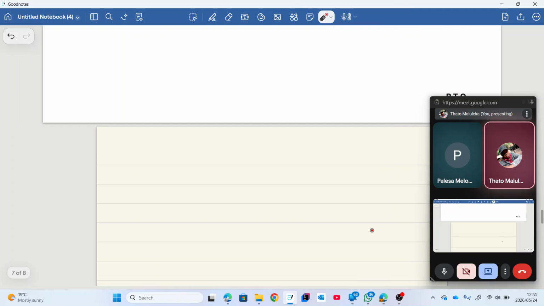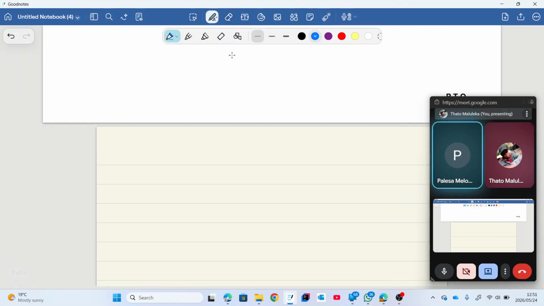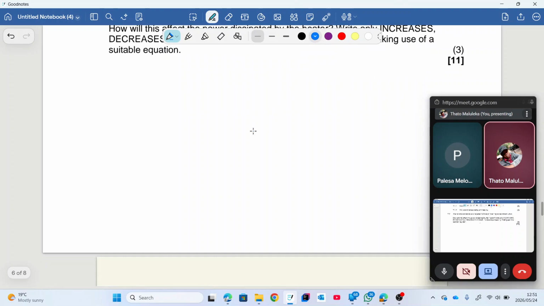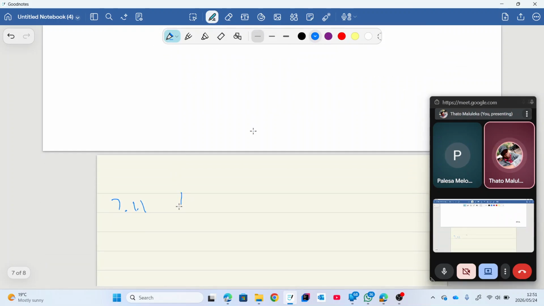So it's 7.1.1. Question 7.1.1. I'm going to start with a parallel connection. How many resistors are there? It is two resistors. So therefore, I will say 1 over R parallel equals 1 over R1 plus 1 over R2.